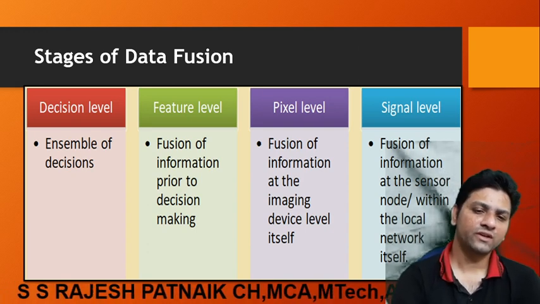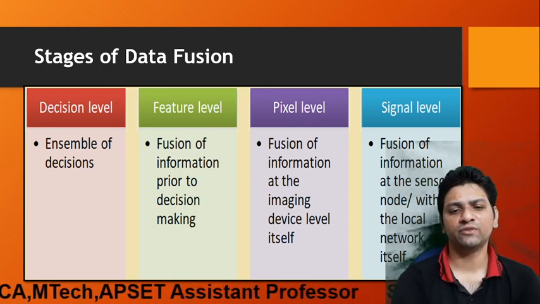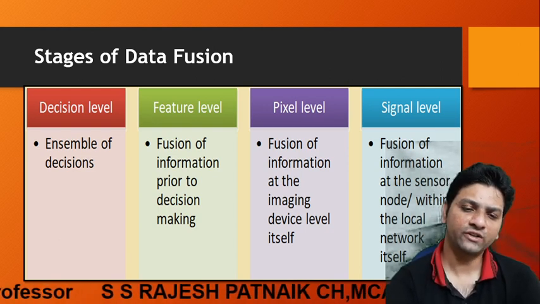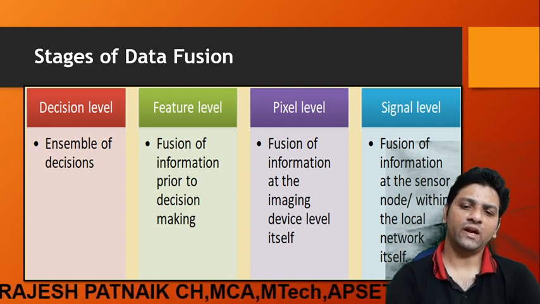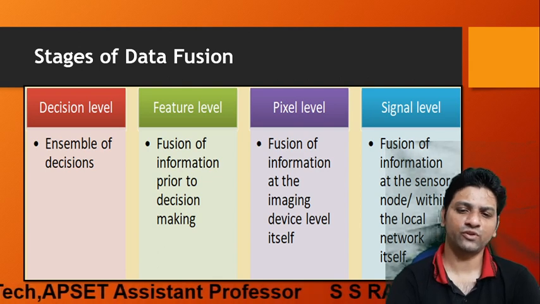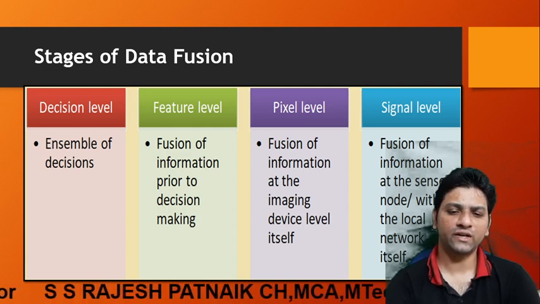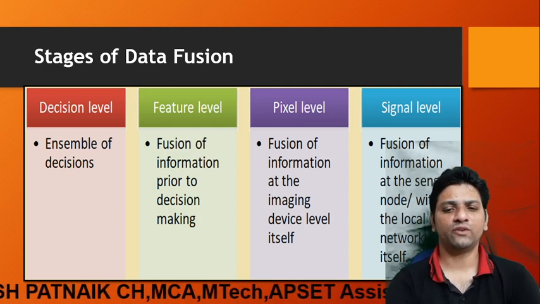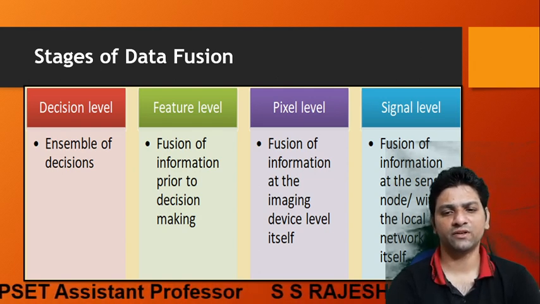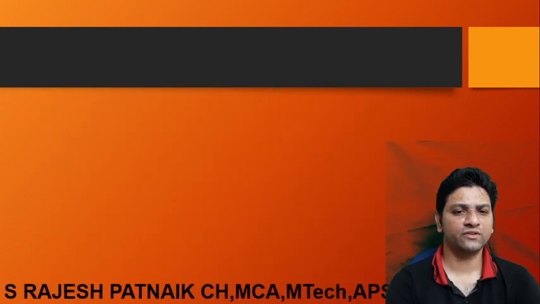And pixel level means the concept of capturing images or continuous capturing of images. So there will be lots of unwanted data, so you will avoid that particular data at the pixel level. And signal level means whenever we are making the request and response, what we are going to use, like local networks or global networks, or which type of better transmission we are going to use. All these things are the stages of data fusion.